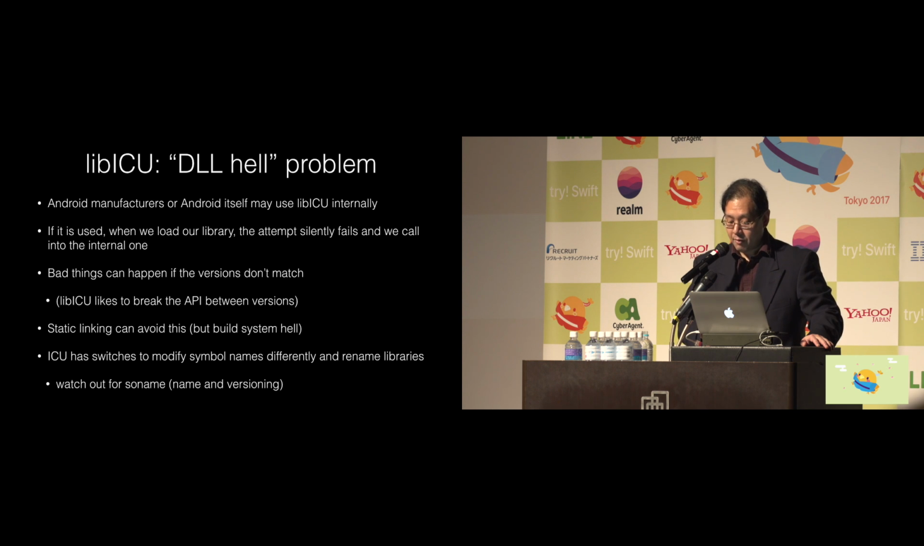So one way around this is to statically link libicu. But if you must dynamically link, you should rename the libraries and the symbol names so they do not conflict with the version in the operating system. ICU has some compile time switches to help mangle names differently because they are at least aware of the problems caused by breaking compatibility all the time. You also need to disable soname versioning because libicu's build system is overly aggressive about setting it.